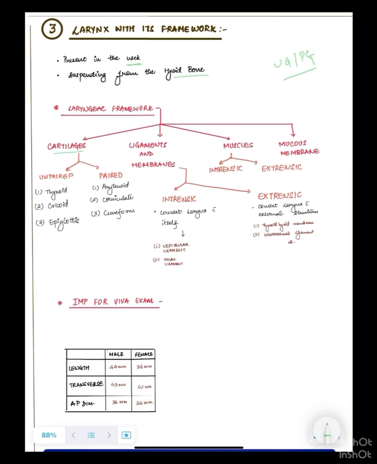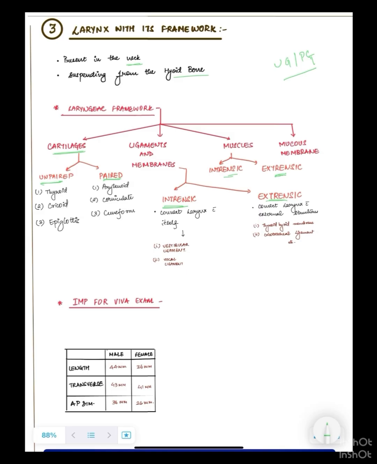First is the cartilages, as you have seen. The cartilage is of two types. One is an unpaired cartilage, and then we have a paired cartilage. Then we have ligaments and membranes, which are further of two types, intrinsic and extrinsic. Then we have muscles, the intrinsic muscles and the extrinsic muscles, and then we have the mucous membrane. You have to write all of this under laryngeal framework if they ask you as a question.